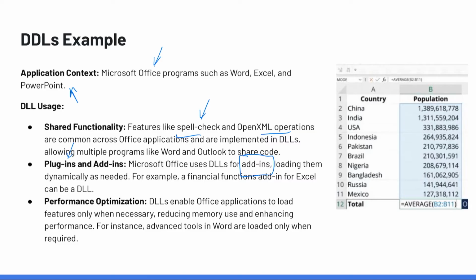So for example, if you're doing a lot of finance stuff in Excel, you could find a finance plugin online, download it, and add it to Excel. And this is usually going to be a DLL. And DLLs are going to be very efficient tools for a specific purpose.